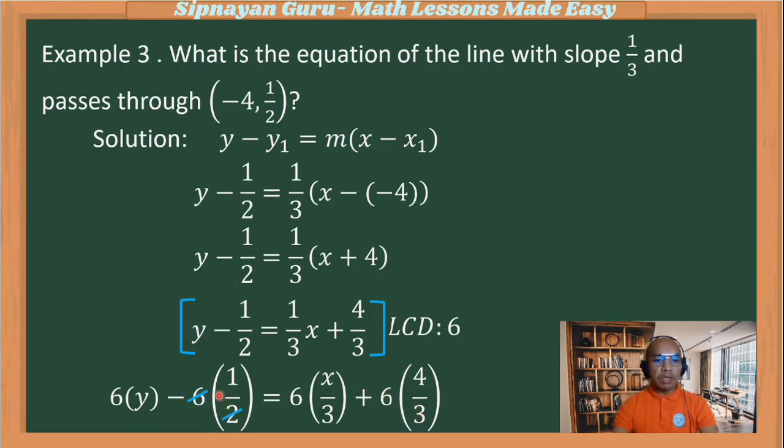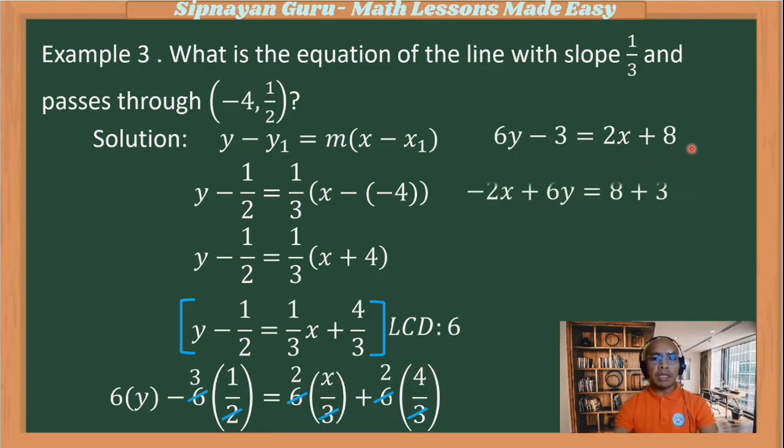So cancel the common factor. So the common factor is 2. This would be 3. The common factor is 3. So this would be 2. Then 6 divided by 3 is also 2. So multiply the remaining factors. So 6 times y, so that would be 6y. Negative 3 times 1 is negative 3. Then 2 times x is 2x. 2 times 4 plus 8.